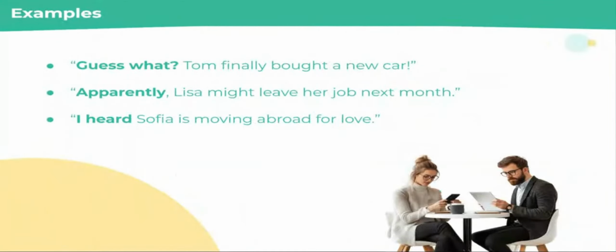For example, guess what? Tom finally bought a new car. Apparently, Lisa might leave her job next month. I heard Sophia is moving abroad for love. So in this context, these examples seem completely harmless, and they probably are. Again, we need to remember, where is the information coming from? Do we trust this person or these people? And is this actually the truth?